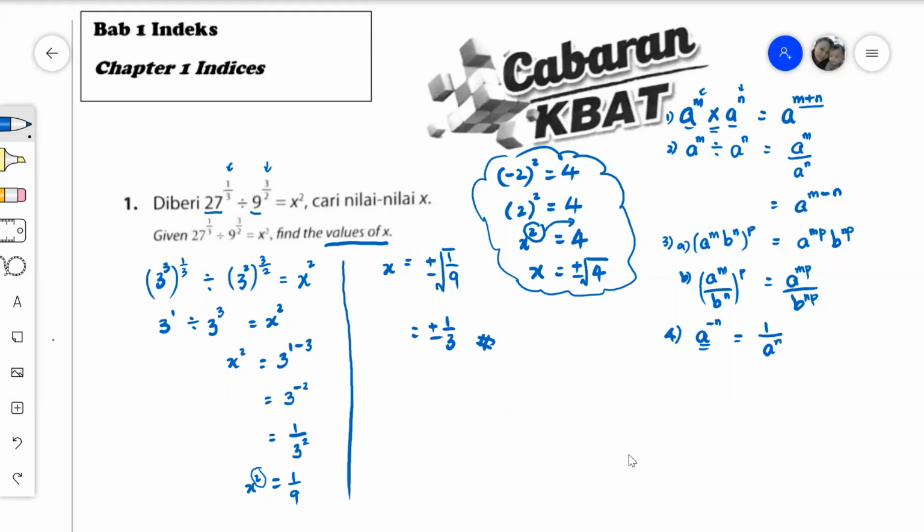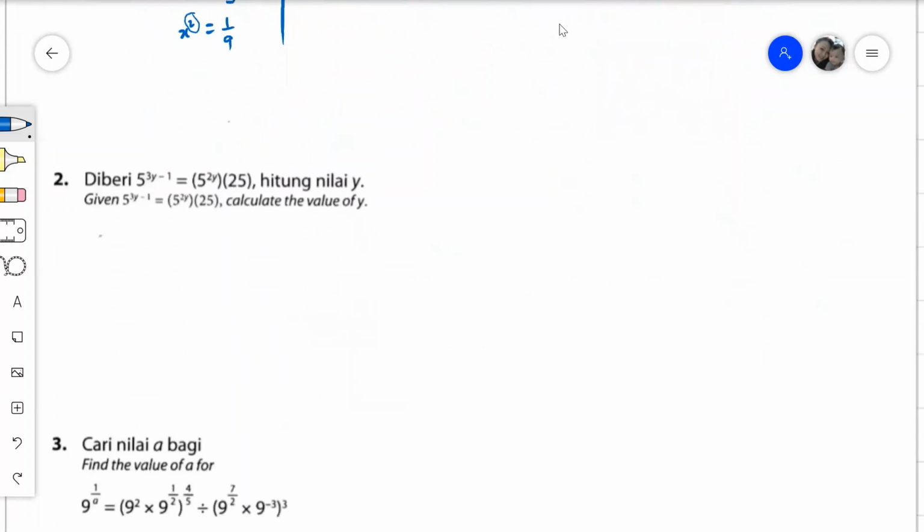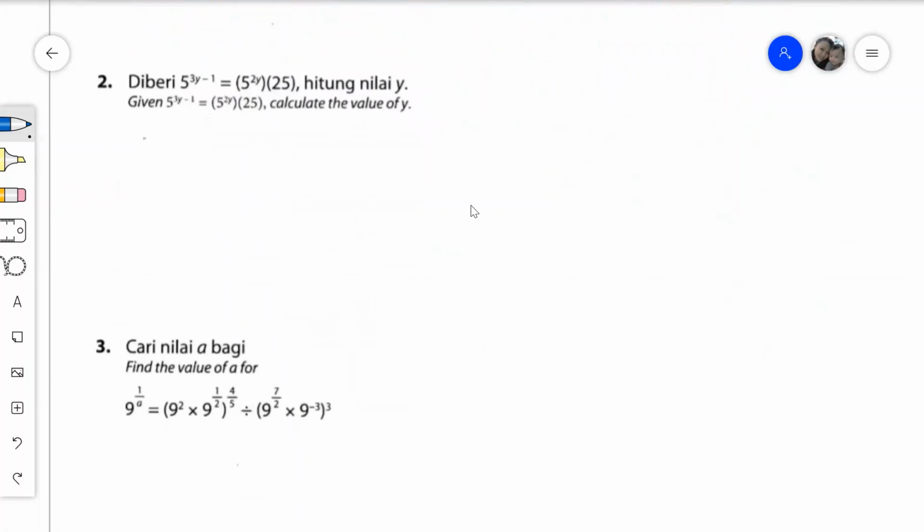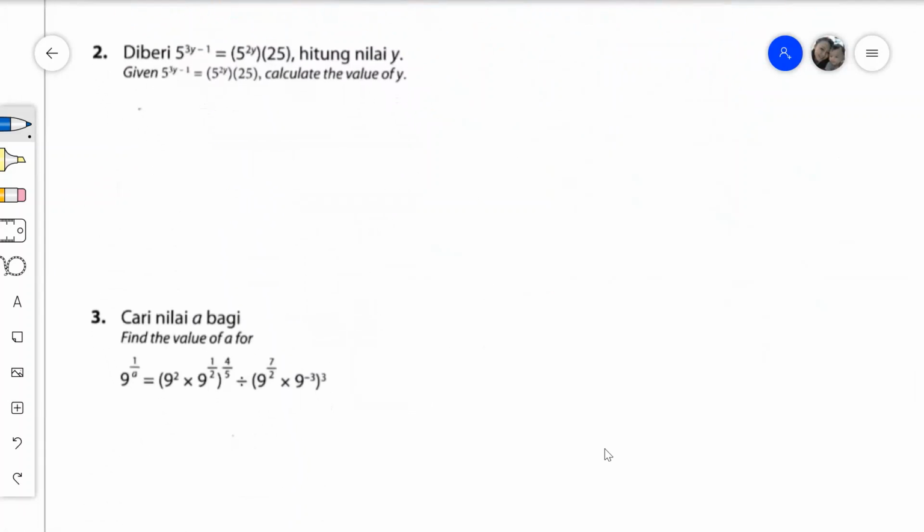Let's move on to the next question. Okay, for this question, we are given 5 to the power of 3y minus 1 equals 5 to the power of 2y, bracket 25. Bracket means multiply. Now, at the same time, remember I said always change the number in index form with the smallest base that we can think of.